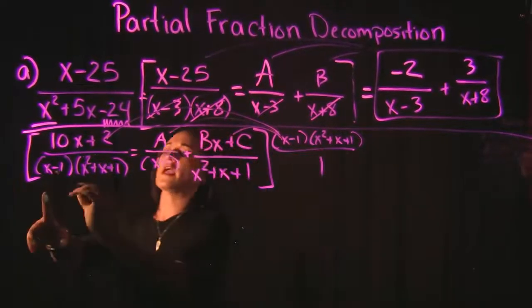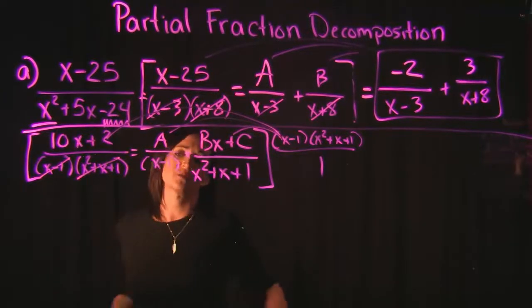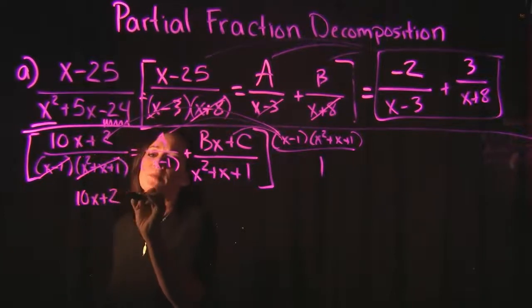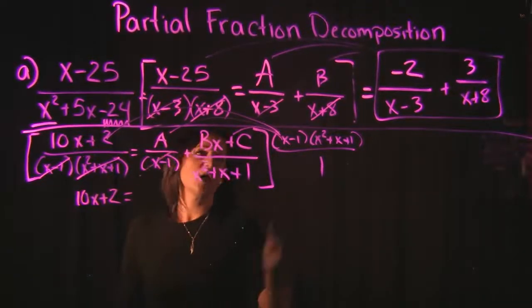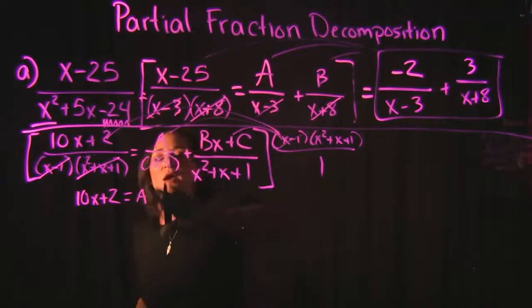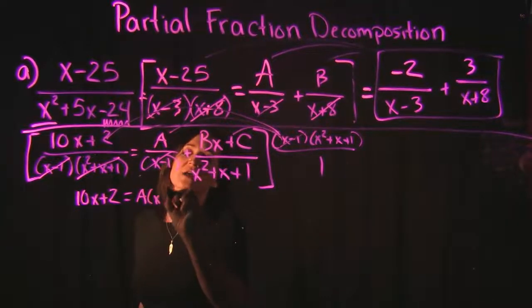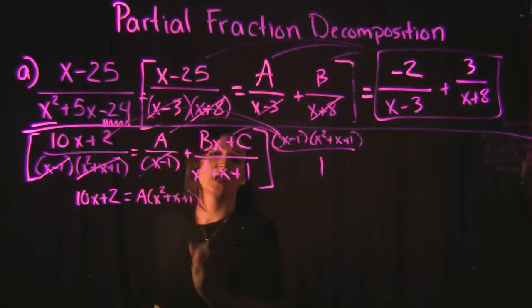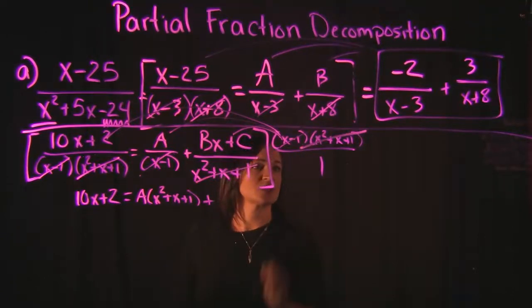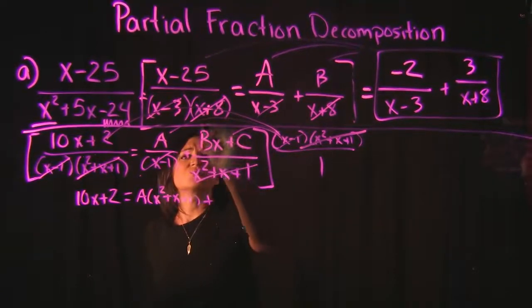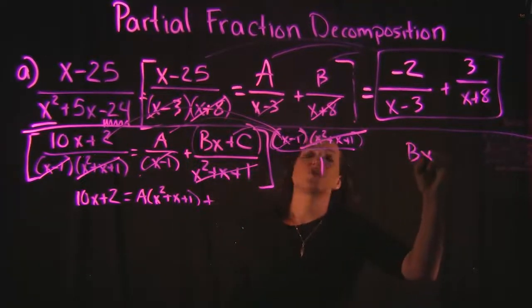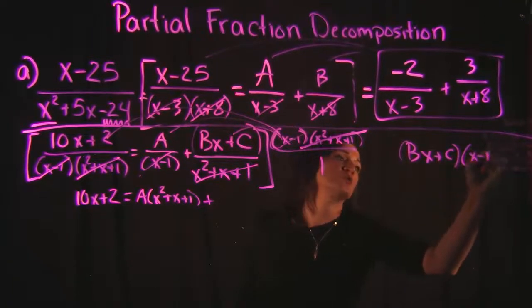First multiplication here, the x minus 1 and the x squared plus x plus 1 cancel with the same thing we have in the numerator here, leaving us with 10x plus 2 is equal to x minus 1 will cancel with this x minus 1, leaving us with a times the x squared plus x plus 1. Plus, here the x squared plus x plus 1 cancels with the x squared plus x plus 1 over here, which means that we have the bx plus c times the x minus 1. So this is the multiplication that we're doing here.